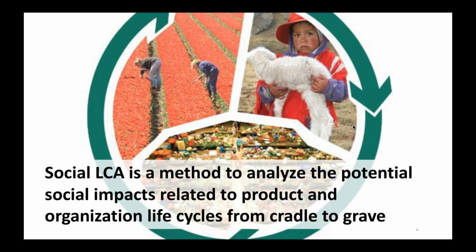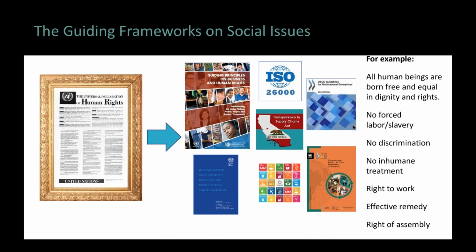So in a nutshell, Social LCA is a method to analyze the potential social impacts related to product and organization life cycles from cradle to grave. The foundation for Social LCA are the human rights instruments, in particular the Universal Declaration of Human Rights. Social LCA is also related to all the other tools available, such as ISO 26000 or the Human Rights Guiding Principles.